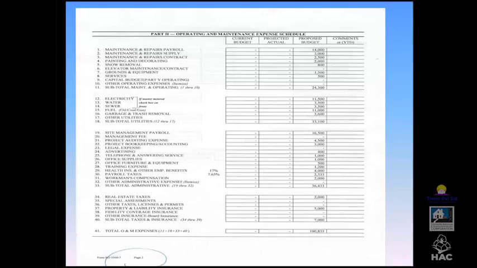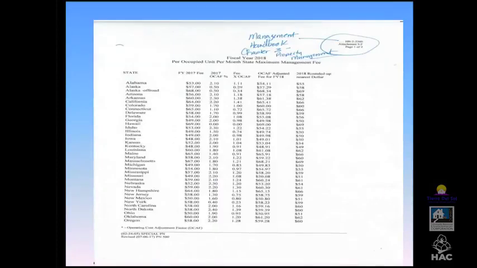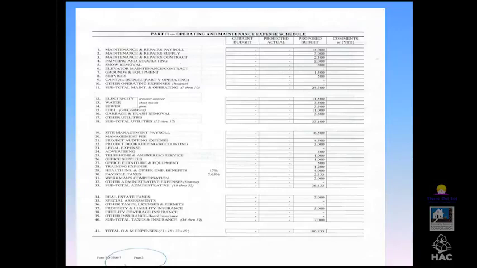Let's take a look for a second at the property management fees. USDA has a per door, per occupied unit management fee. This is for the year 2018. So for instance, if I'm in Colorado, the $59 per door per occupied unit is my allowable management fee for my operating budget. So those would go in right here.